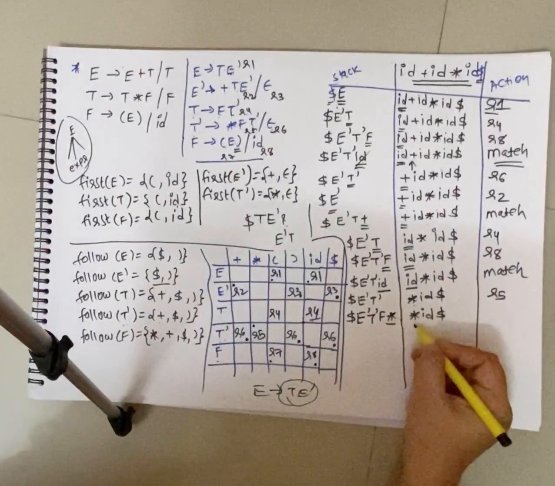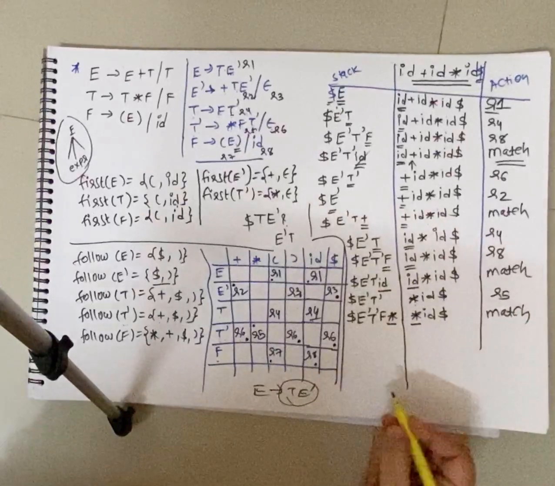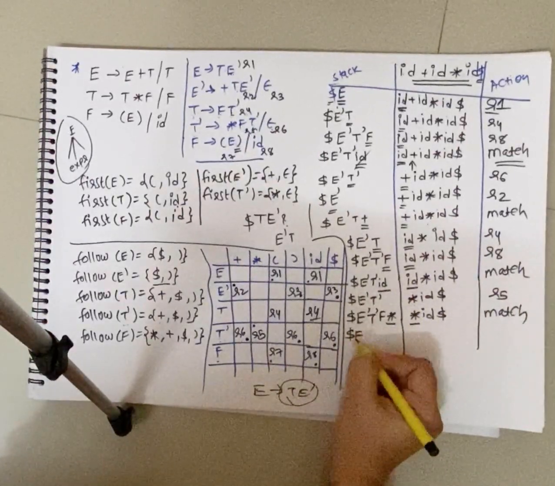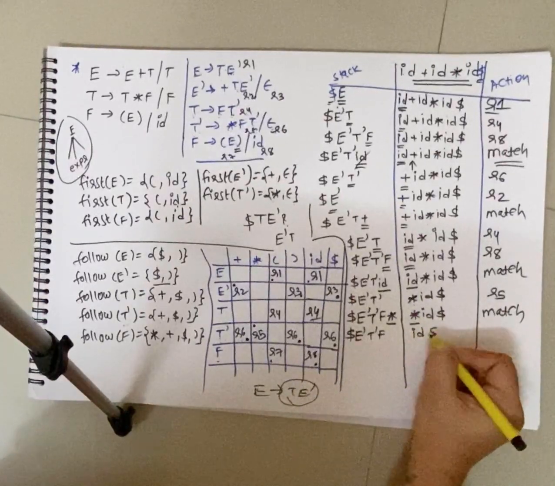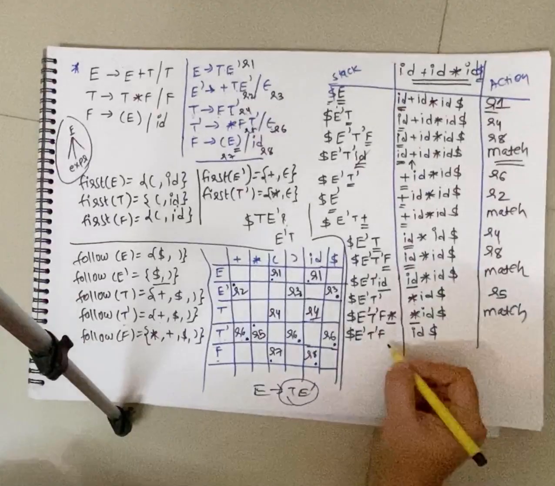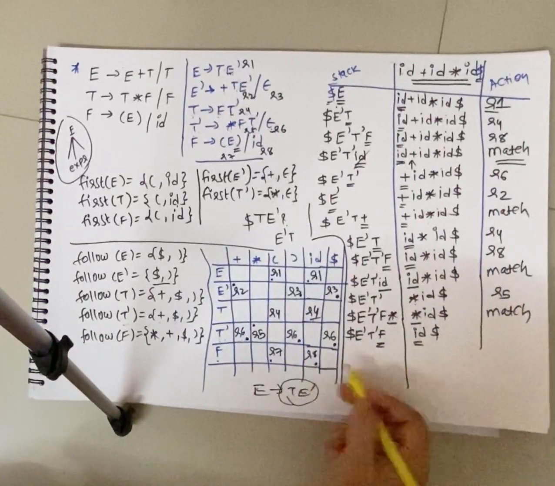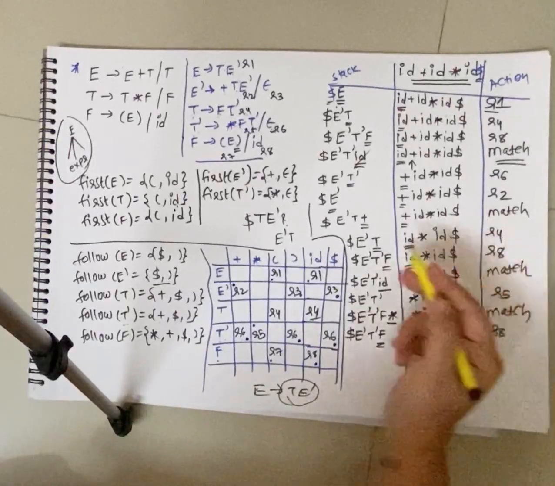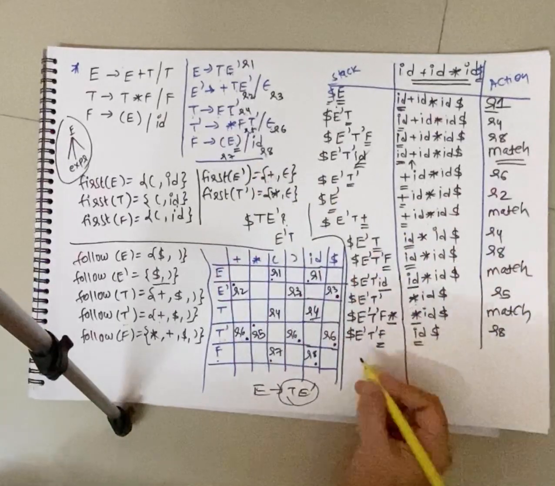So top of the stack and current input symbol, they are declaring a match. So one pop will be performed and the input symbol will be incremented by 1. So the next current input symbol is pointing to ID. What is top of the stack? F. What is current input symbol? ID. So F ID, that is R8. What is R8? F should be popped, ID should be pushed.